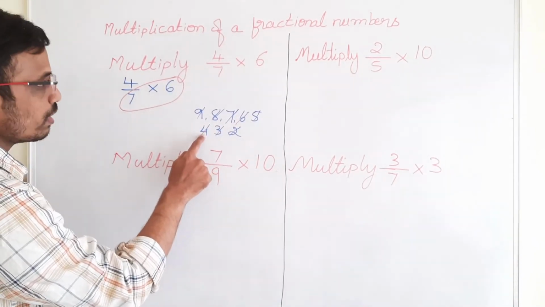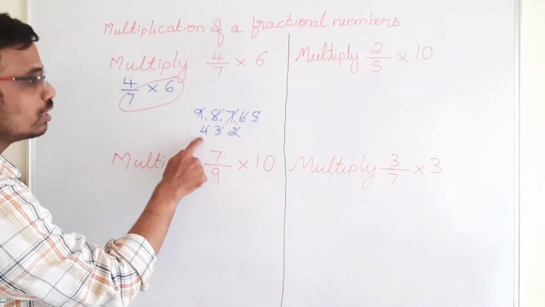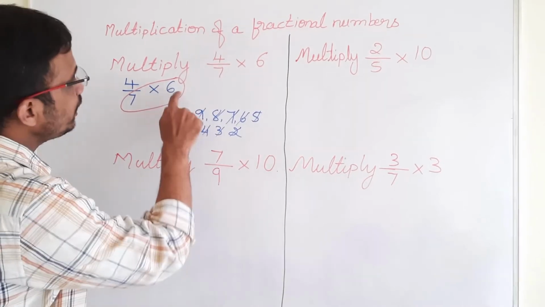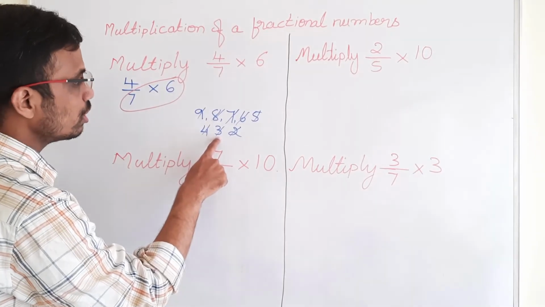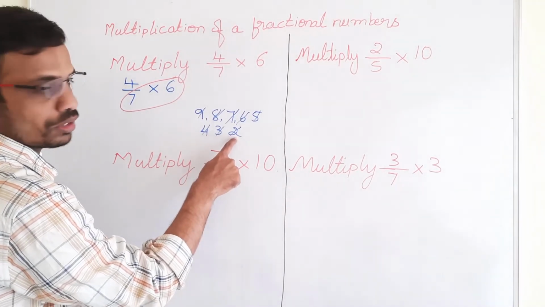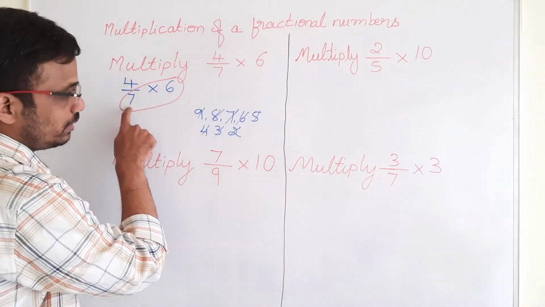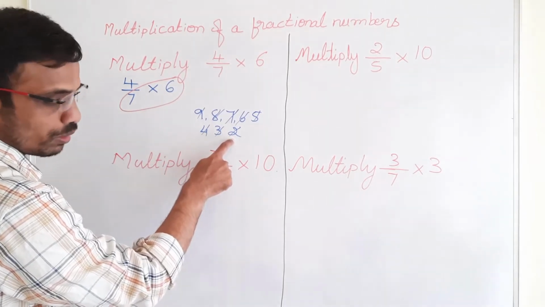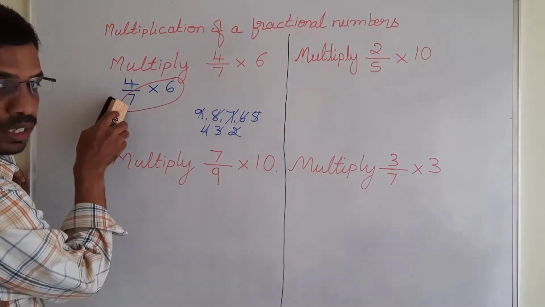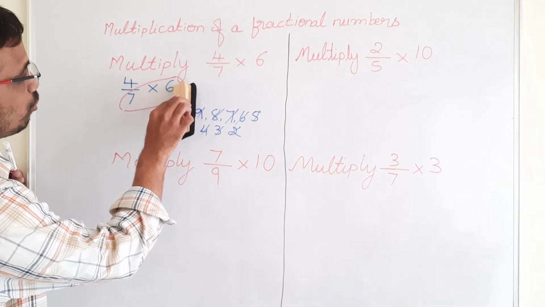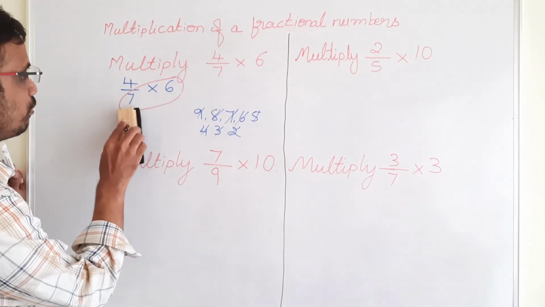Next number is 4. 4 neither divides 6 nor divides 7. Again, 4 is not a common factor. 3 divides the 6 but does not divide this 7. Because of that, this 3 is also not a common factor. Then we are left with 2. 2 divides 6 exactly but does not divide 7 exactly. Because of that, 2 is again not a common factor. We verified the numerator and denominator of the fraction, and the numerator of the whole and the denominator of the fraction also. There is no common factor at all.